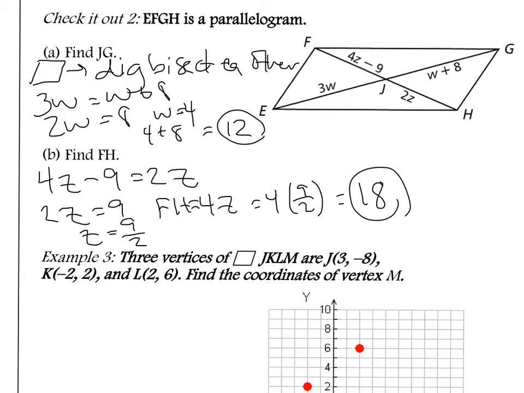Same story for FH. I set the halves of the diagonals equal to each other, and I get Z is equal to 9 halves. This one asked me to find FH, which is the whole thing. So I just said, well, if JH is 2Z, then the whole thing would be 4Z. It would be just the same as if you found one side and then doubled it. I just doubled it from the beginning. So 4 times 9 halves is 18.